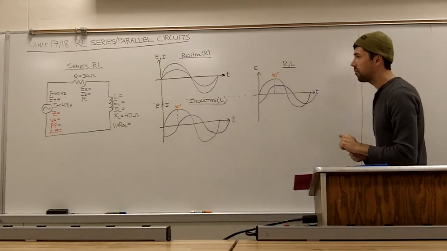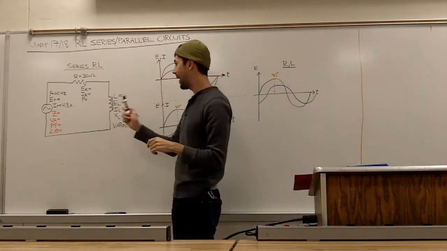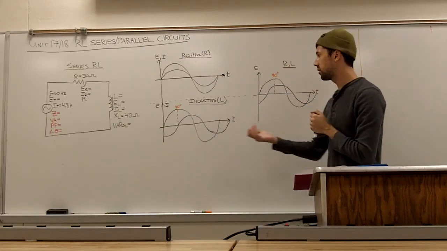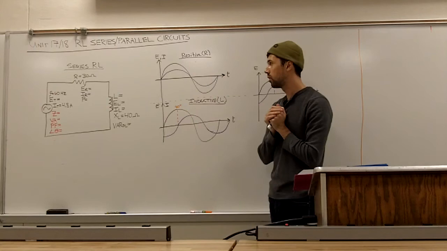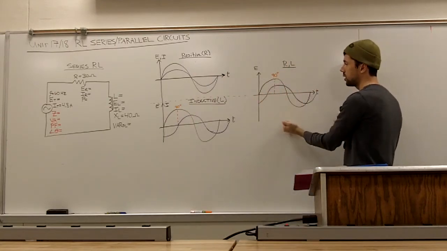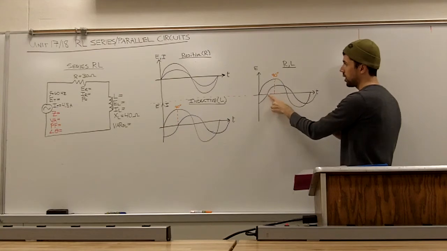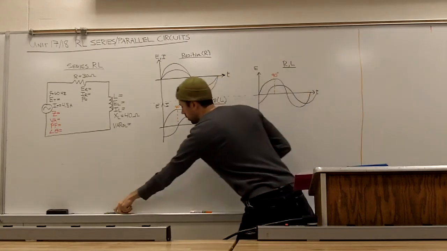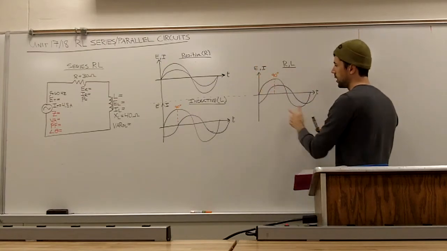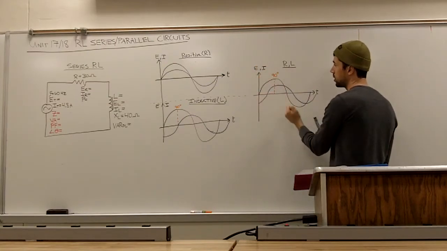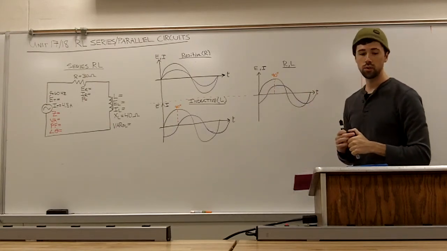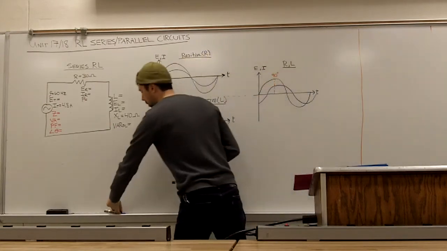Now, if we have both a resistor and an inductor in a series circuit, what do you think happens as far as the phase shift between voltage and current? Well, it's going to be something in between 0 and 90 degrees. So here, blue is our current waveform, and our zero crossing for our current is somewhere in between 0 and 90 degrees. And where that is depends on how much resistance and inductance you have in the circuit.